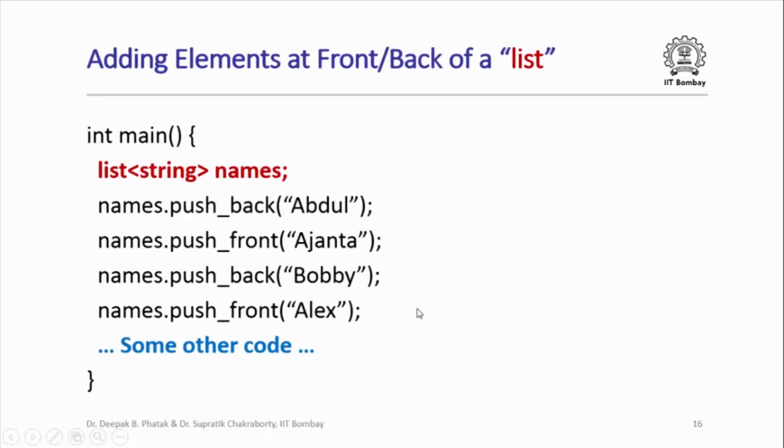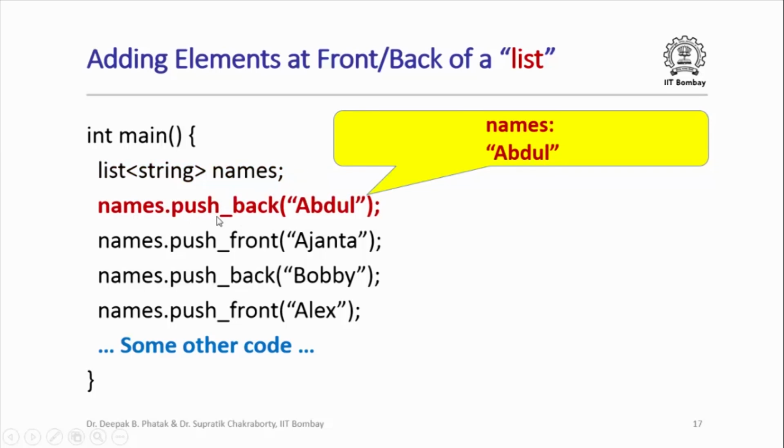Now how do I add elements at the front or back of a list? The list class actually provides very convenient member functions for achieving this. So for example, here I have created an empty list of strings, and the name of the list is names. So that's the empty list. It doesn't have any element in it so far. Then I say names.push_back and I provide the string Abdul. So basically this is going to look at the list names and it is going to add the name Abdul after the element at the back of the list.